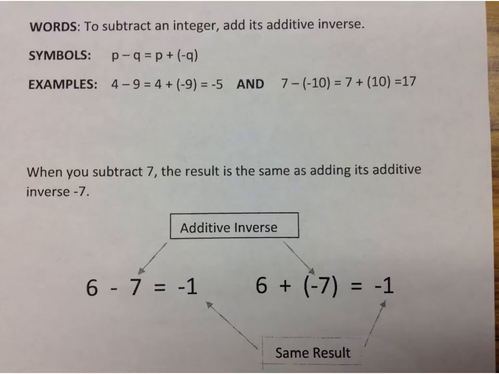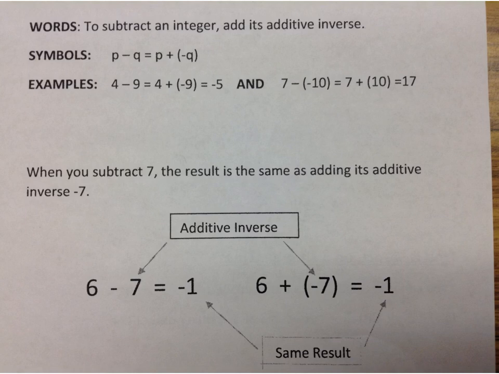To subtract an integer, add its additive inverse. Now the word additive inverse means that you are adding its opposite. So for example, under symbols, p minus q. The additive inverse of minus q is plus negative q.